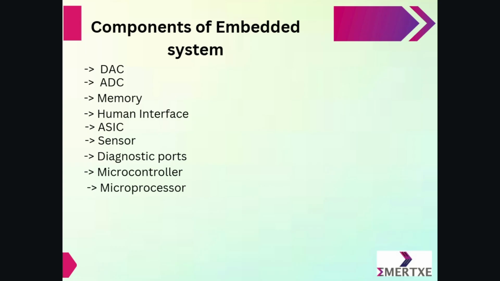Coming to the components of the embedded system, in the embedded system we basically use the DAC, which is digital to analog converter, and ADC, which is analog to digital converter. We use ADC when we are taking information from the signals and giving them to the microcontroller, and DAC is used to interface between the microcontroller and actuators.